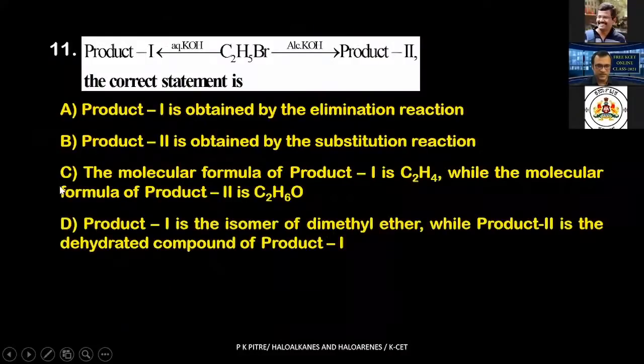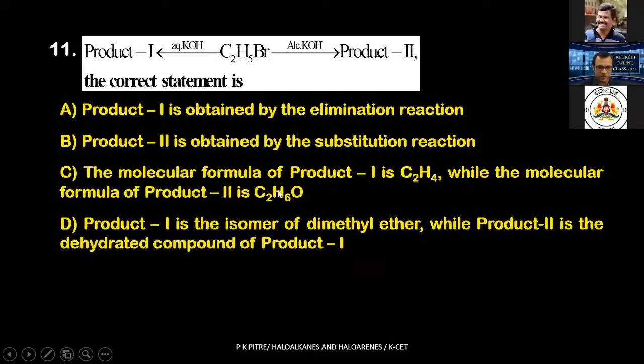Let's move on to the next. Look, this is also one of the beautiful questions. You have been given ethyl bromide treated with alcoholic KOH, you get product 2, and ethyl bromide treated with aqueous KOH, you get product 1. The correct statement is: first option, product 1 is obtained by elimination reaction. Product 2 is obtained by the substitution reaction.